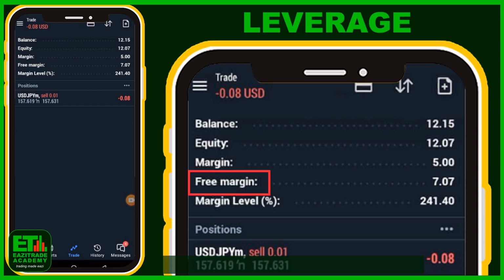The balance was what? Or the balance is $12. And while in the trade, what I am trading with at the moment is $5. That is what I'm risking, entering with just this particular lot size, which is a micro lot. And I have a free margin of $7, which is not in the market.